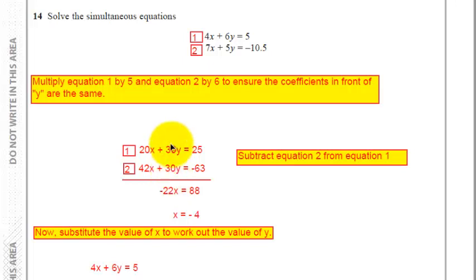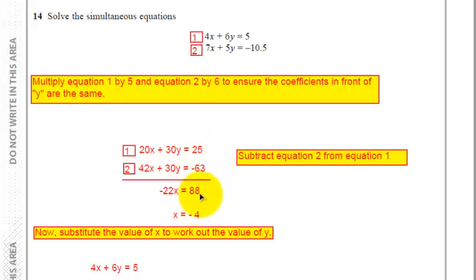Now that I have the same number in front of the y's, I can subtract the bottom equation from the top one, because I know that 30y take away 30y will be 0, so I have eliminated the y's. 20x take 42x is -22x, and 25 subtract -63 is 88. Don't do 25 take 63, remembering you're subtracting the bottom equation from the top one, so you have to do 25 take -63, which is the same as adding.